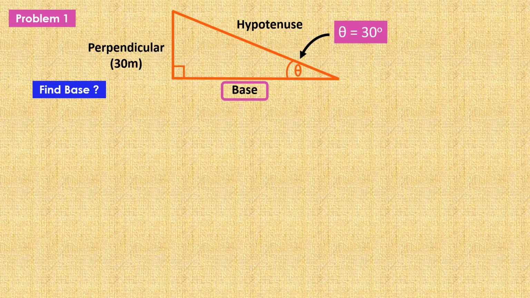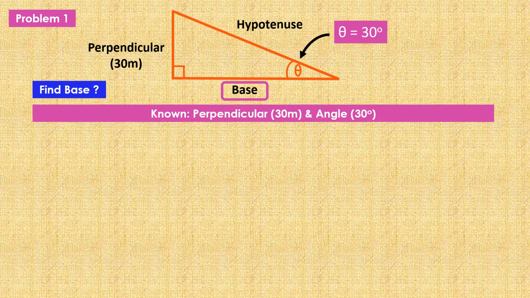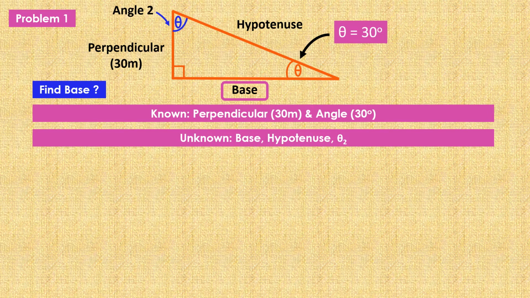First, we will have a look at what is known and what is unknown. So the known values are perpendicular, which is 30 meters in length, and the angle, which is 30 degrees. And the unknowns are base, which we have to calculate, hypotenuse, and angle number 2. Then we will look at the trigonometric functions and see which trigonometric function has the knowns and unknowns that we need to calculate.